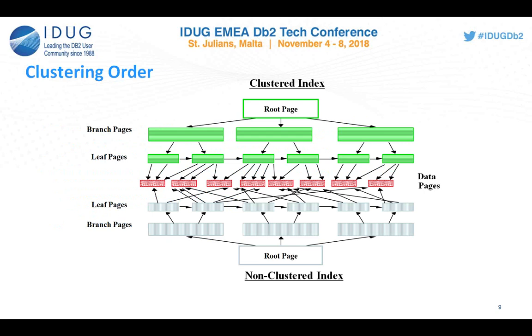Okay, looking at clustering order. The top index is clustered, the bottom index is not, which means the index keys are always in order, but when I go to a clustered index, the data in the data pages is in the same order as the index, which means that when I read the index keys in sequence, I'm finding more data on fewer data pages when I use a clustered index.